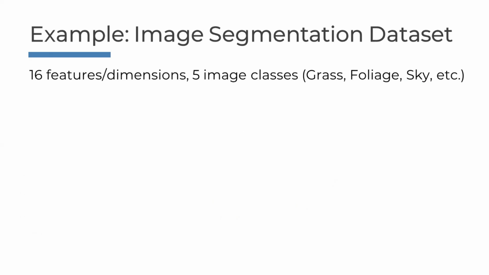So let me show you an example of this to bring home the idea of subspace clustering and what it can give you. Look at this image segmentation data set, which has 16 features or dimensions, and 5 image classes, which are grass, foliage, sky, and others.